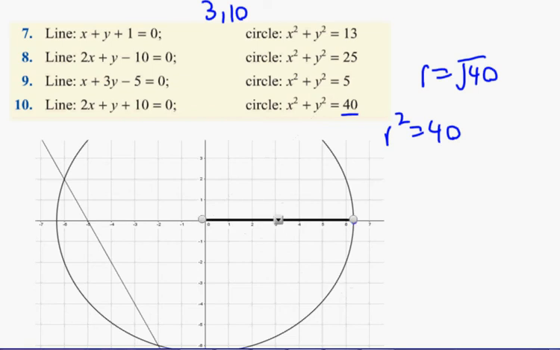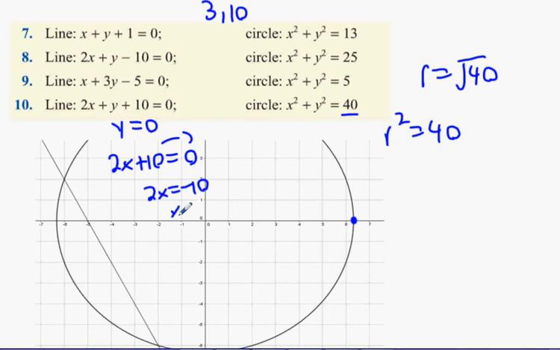You could then draw your line if you wanted. You just find out where it intercepts the x and the y axis. Do you remember how to do that? Once again, you don't have to do this, but you can put y equals 0, can't you? And then you have 2x plus 10 equals 0, 2x equals minus 10, x equals minus 5. You chose a y value of 0 and got an x value of minus 5. Do you see where it crosses the axis? Minus 5, 0.